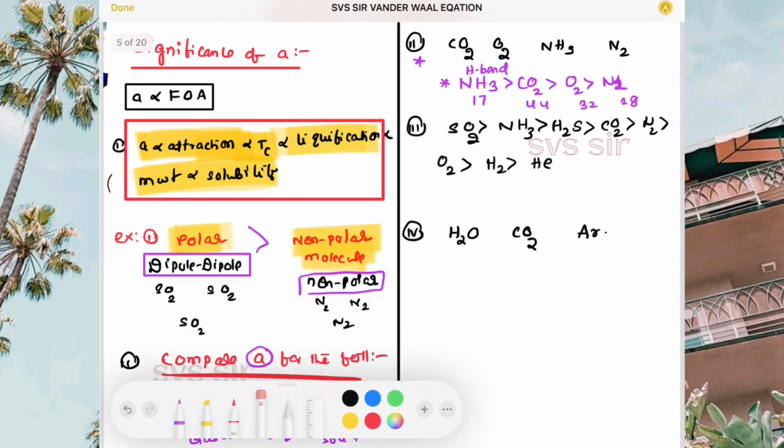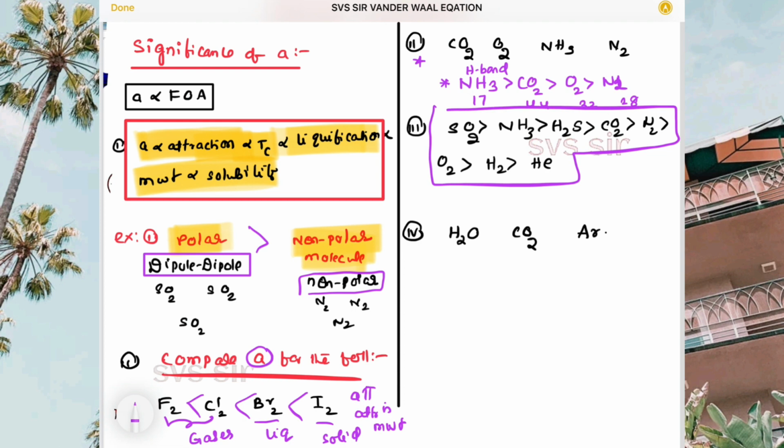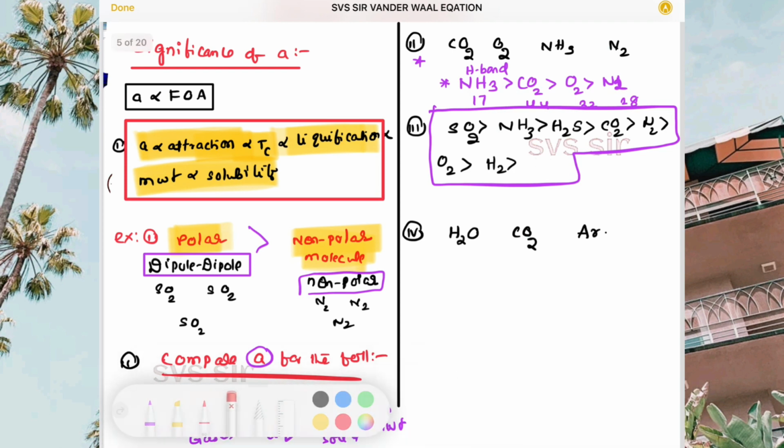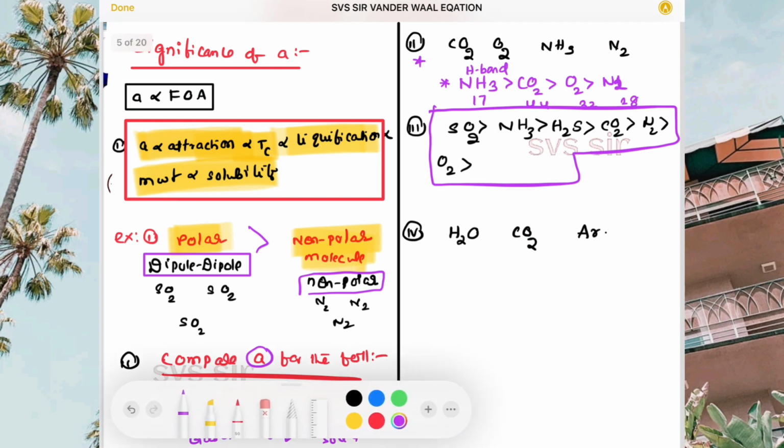Next, very important: H2S, carbon dioxide, nitrogen, oxygen, hydrogen, helium. So this you have to remember. Very important.